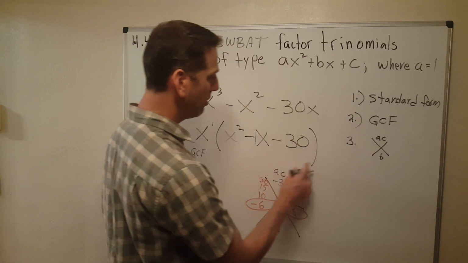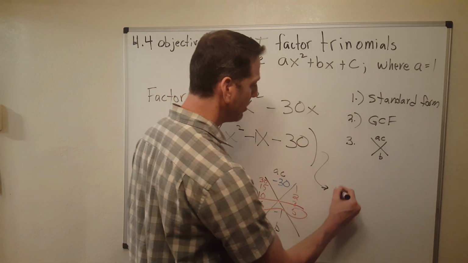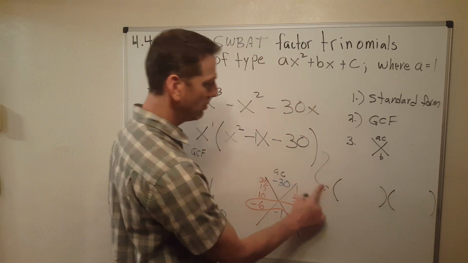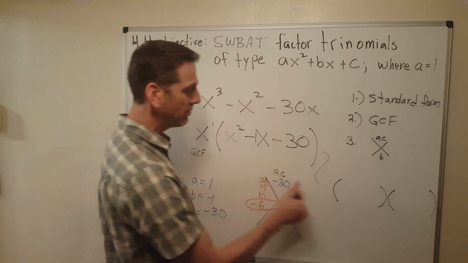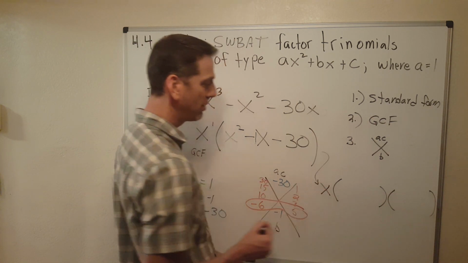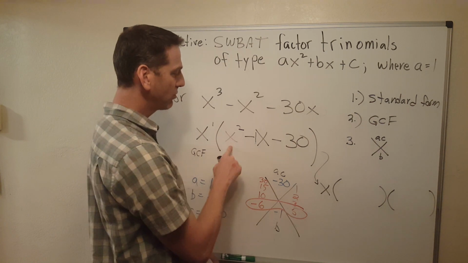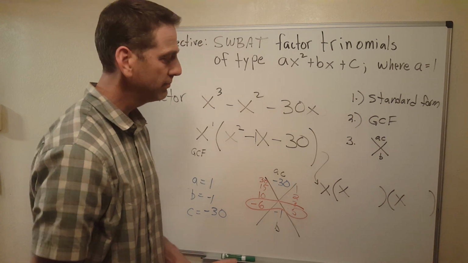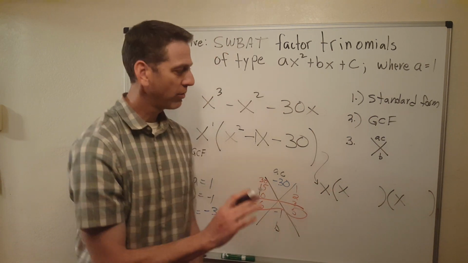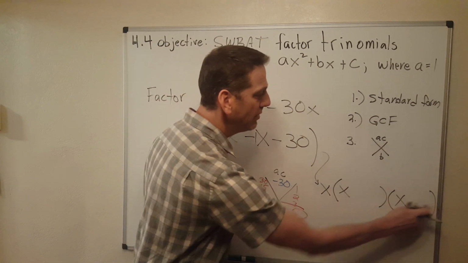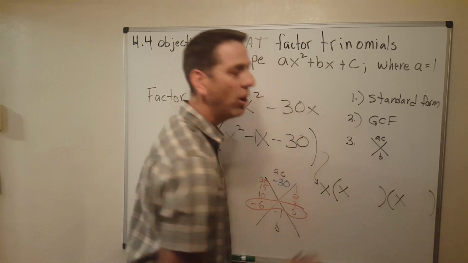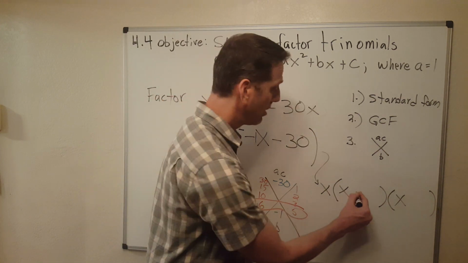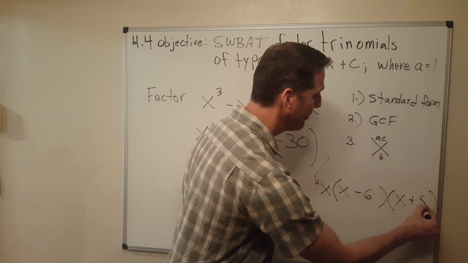So let's see, I'm just going to put it over here. So I'm going to set up my two parentheses. Again, don't forget about that greatest common factor. He's still there. I'm going to put him out there. Okay? Now, to get x squared, I just need x times x. That's the easy part. The hard part was figuring out these two numbers. But we know what they are now. They're negative 6 and 5. Okay? Negative 6 and a positive 5.